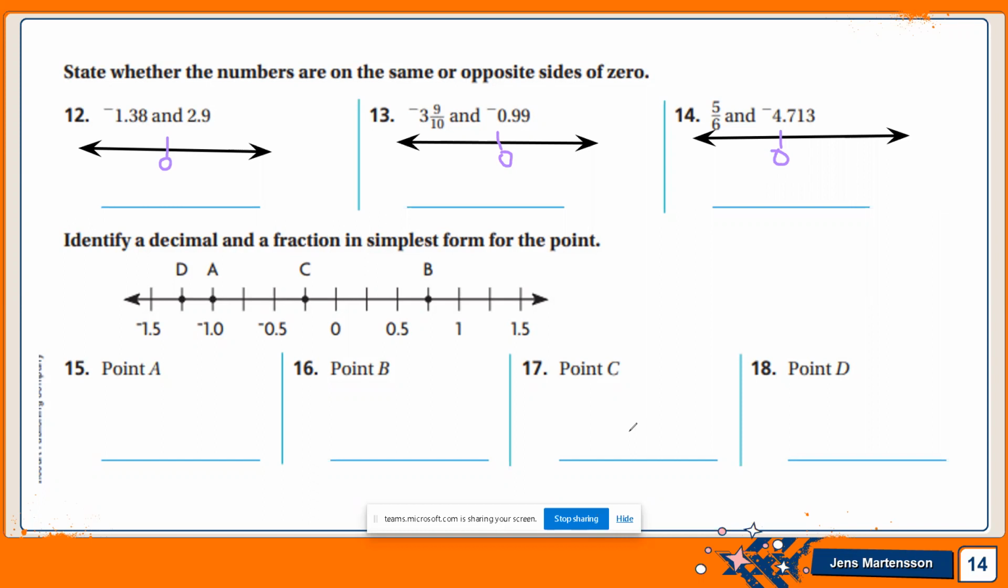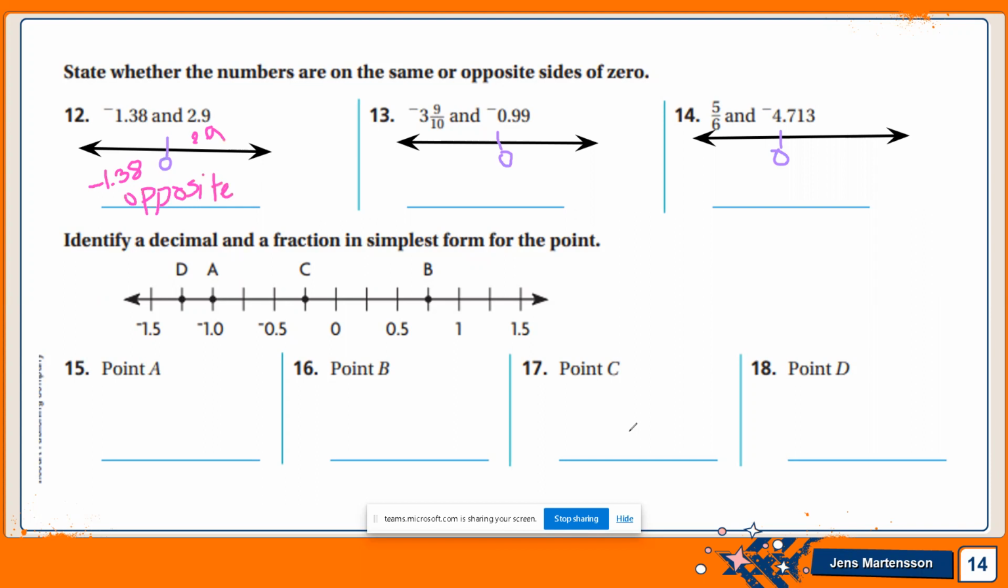Negative 1.38. Is it to the right or to the left of 0? To the right. No, to the left. To the left of 0. And 2.9? It's positive, so it will be on the right. Bravo. So are they on the same side or opposite side? Opposite side.